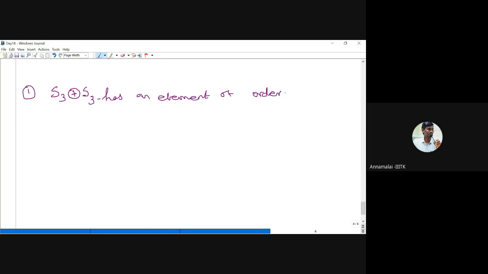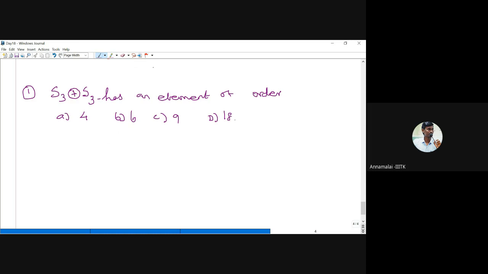So now I give the 4 options. So what is the possible? Suppose I take 4, and then the second option is 6, and the third option is 9, and then D, the last option is 18. Now, what is the group order actually?